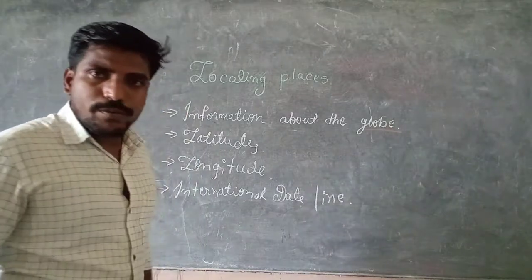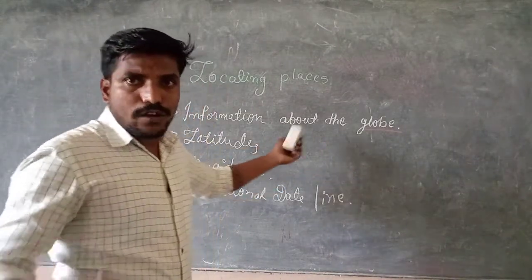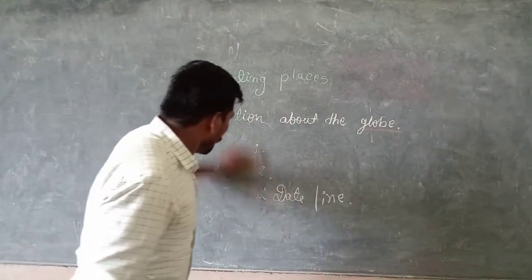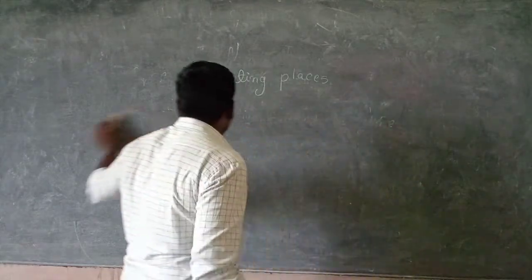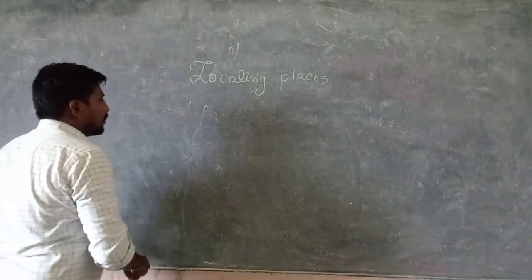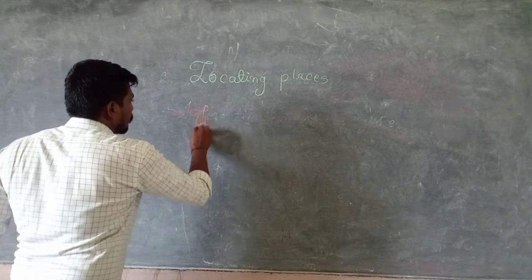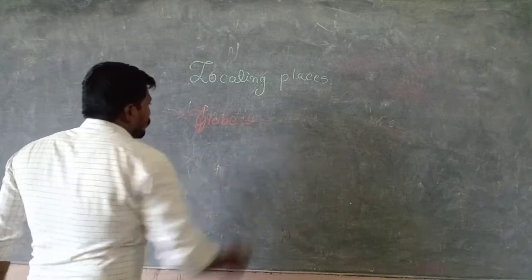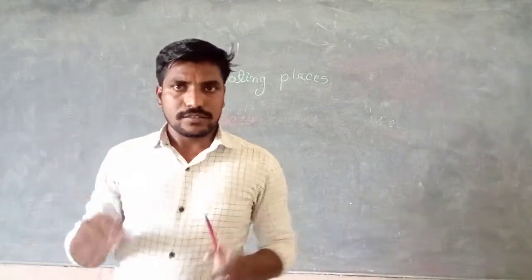Then what is the globe? First, we must understand what the globe is. It is very essential to know what the globe is. The globe is nothing but a small model of the earth.